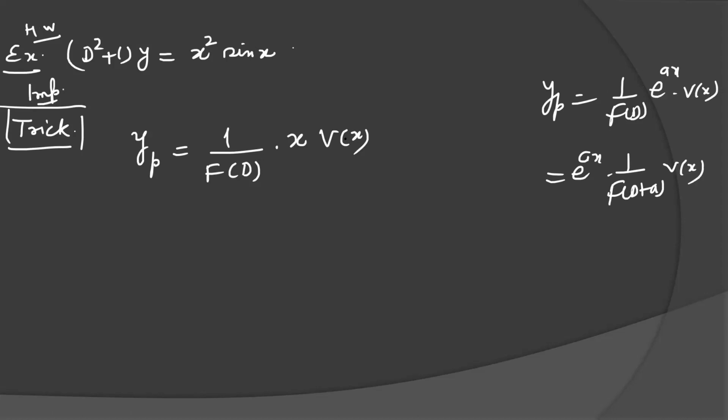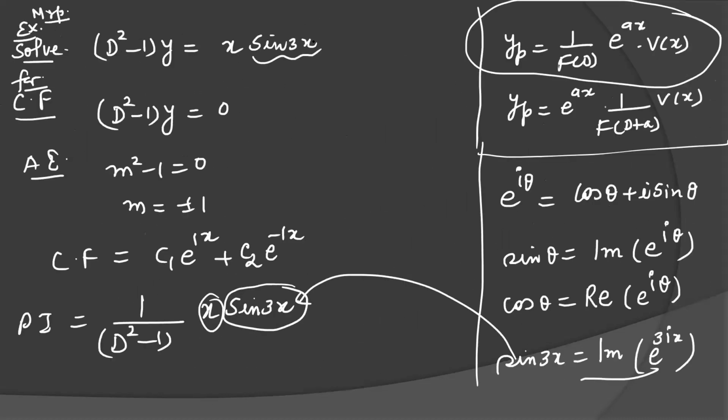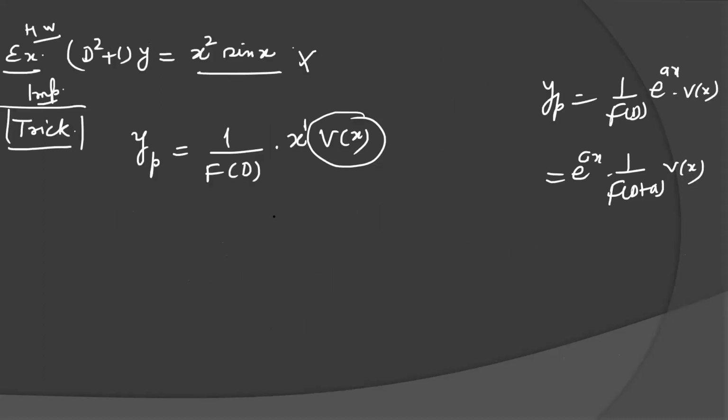Similarly, we have a result for x into Vx also, and Vx is any function. It can be a trigonometric function, it can be any function. But here the degree of x should be 1. This result cannot apply in this example because here the degree of x is 2, so this result cannot be applied here. But in the previous example, we can apply it: Vx is sin 3x and the degree of x is 1. So we will see this example by this trick also.